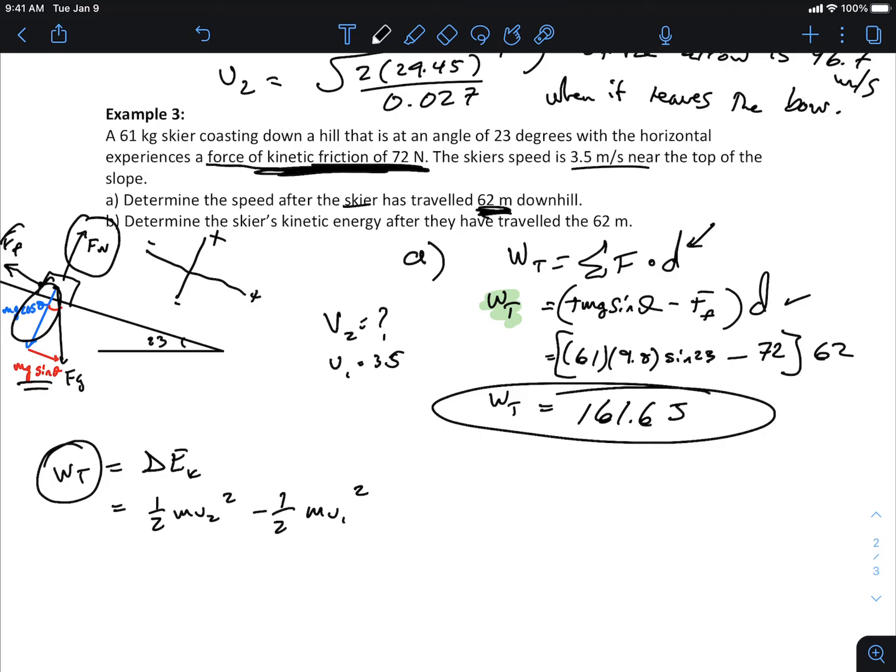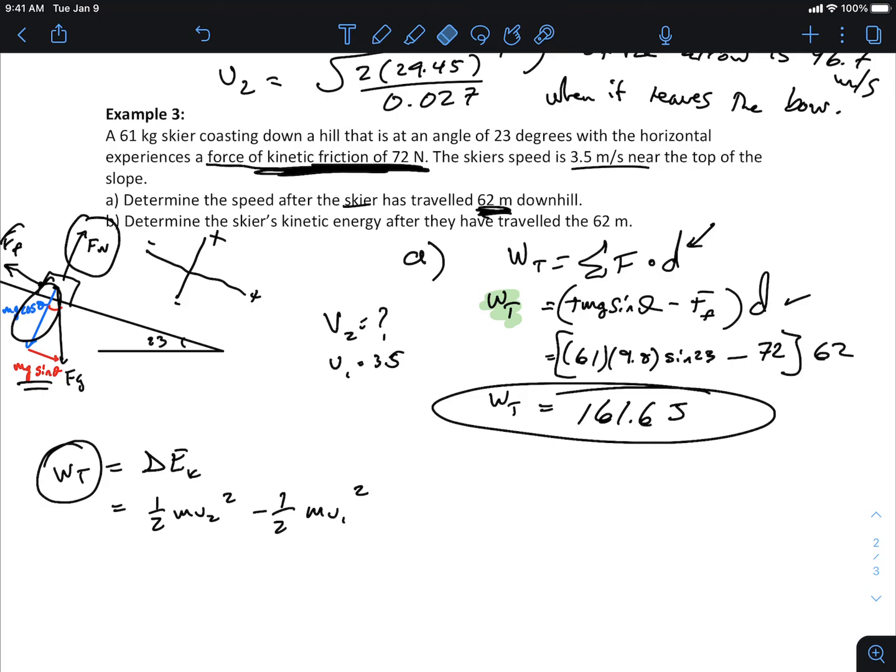If the force of friction came out to be more than this mg sine theta term, then the skier would be slowing down, right? I'd see this value come out to be negative, and so the forces acting on this object are causing it to slow down, and the work is negative. Then I would expect my answer to be less than the initial velocity that it started with at the top. Maybe you didn't wax your skis or something, and you were moving slower than you would have if you decreased the friction somehow.